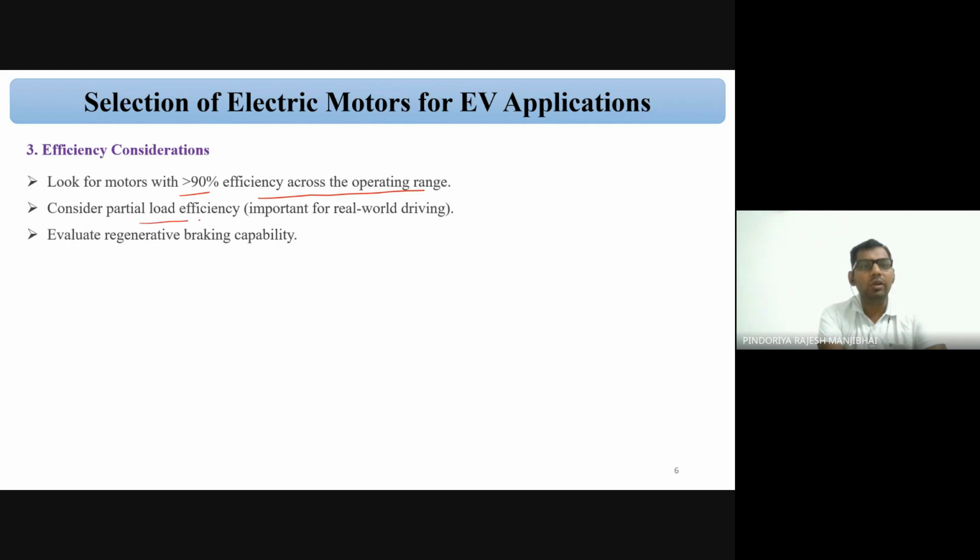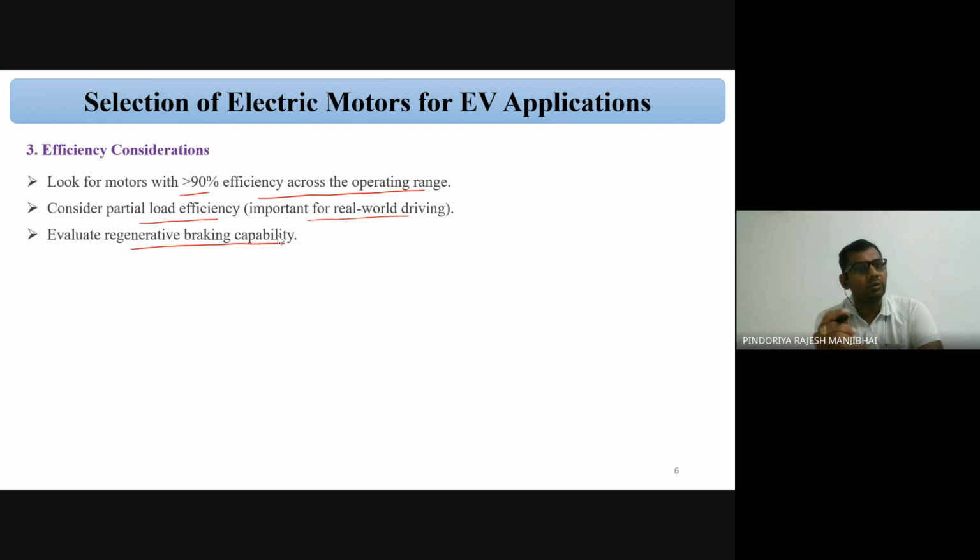Consider the partial load efficiency, important for real world driving, correct? So we have to consider the real drive application and then consider the efficiency. Evaluate the regenerative braking capability. Yes, we also have to consider the regenerative braking efficiency.